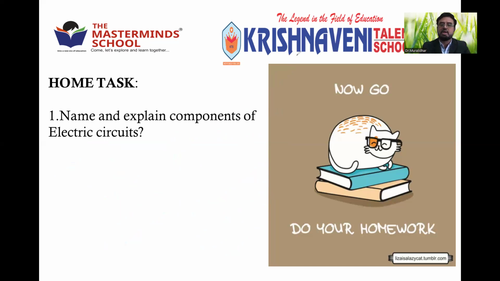In the meantime, note down the homework: name and explain the components of an electric circuit. The components of electric circuits are the source, which is the cell or battery, the bulb, which is the electric consumer, the switch, and the wire. These are the four important components. All four explanations are given in the material. Go through it and write the details in the notebook. Take signatures from your parents as well as from the teachers.